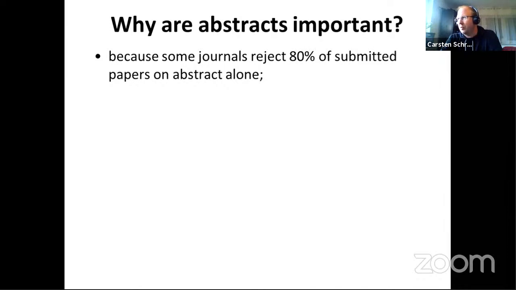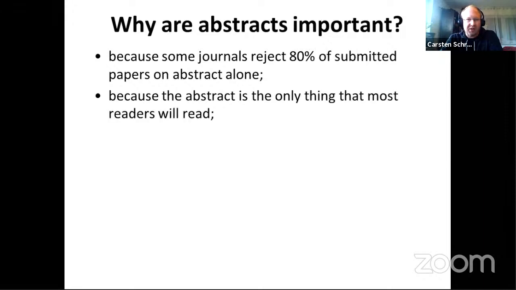And if you make a confused or non-precise or not good impression, then you have from the beginning a better chance of getting success. And the abstract is the only thing that most readers will read. Most people, when they look up papers, in the meantime, these days, they only read the abstract and not much more. So you have to be precise there.